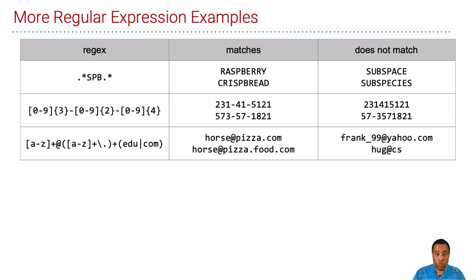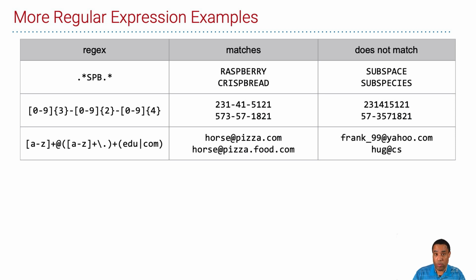We have to have 1 or more instances of this character followed by a period. And then we have in parentheses either edu as a string or com as a string. So that'll match horse at pizza.com because it's 1 or more characters before the @ sign, followed by 1 or more characters, a period, followed by com. And similarly, horse at pizza.food.com will also match because we can repeat that character followed by a period multiple times. It has to appear at least once, but it could appear 2 times.